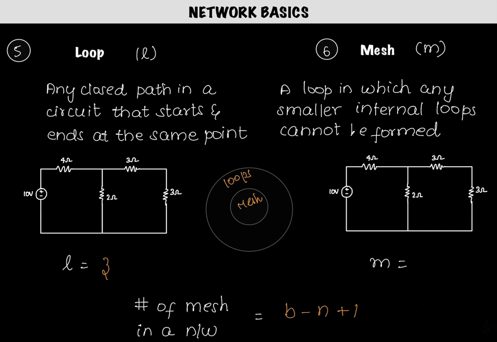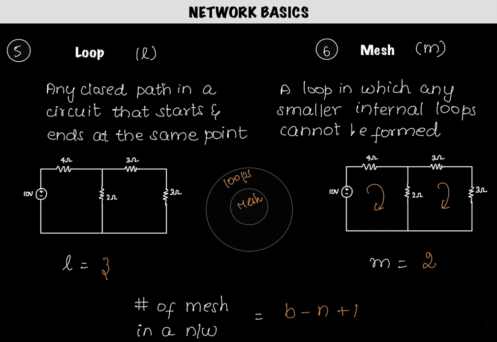We also have a way to compute the number of meshes in a network. For instance, here we have 2 meshes. This is mesh 1 and this is mesh 2. So the number of meshes is 2, and the number of meshes in a given circuit can be computed by using b minus n plus 1, where b is the number of branches.